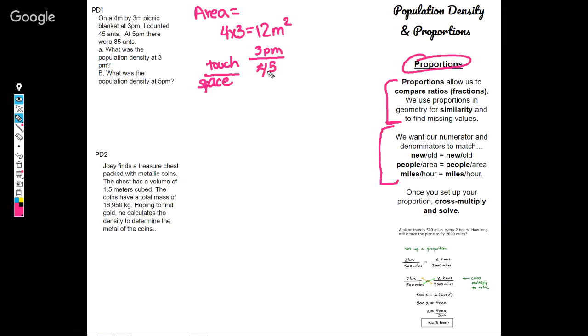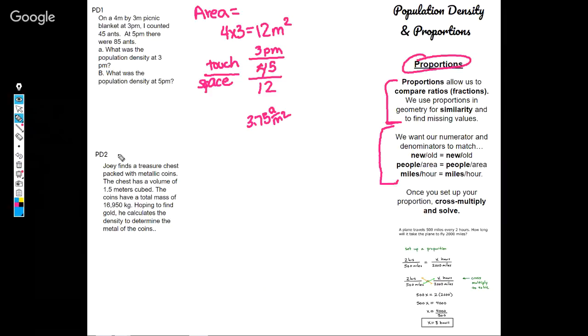And our blanket is 12 meters squared. So if we need to figure out the population at 3 p.m., all we're doing is 45 divided by 12, which means at 3 p.m., there were 3.75 ants per meter squared.